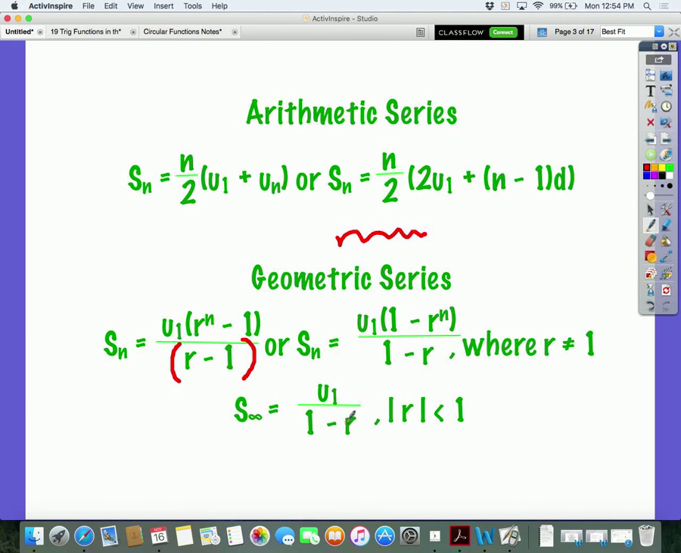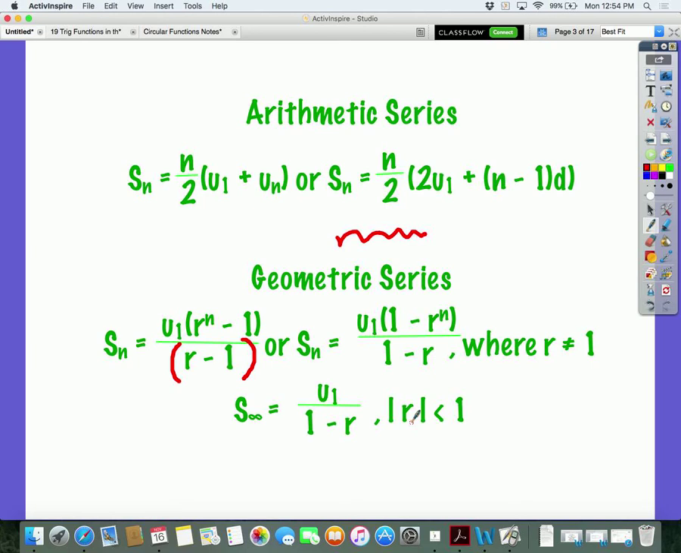Now this bottom one, that is for infinite series, so ones that do not end. So they'll say, find the sum of this series. They might not tell you that there's 20 terms in there. So in that case, this is the formula that you use. r usually is less than 1 because that means that it is converging to a particular number.